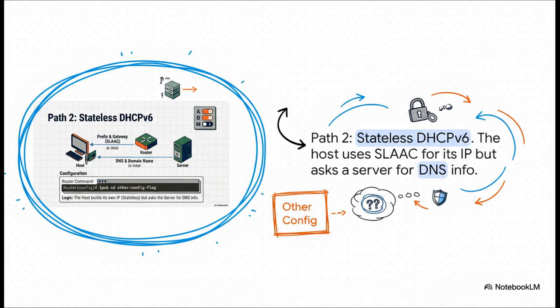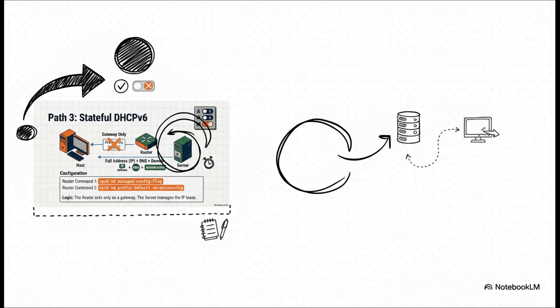And finally, path 3, stateful DHCPv6. This is the most controlled, most managed approach you can have. Here, the M, managed, flag is on, and the A flag is off. The router is telling the host in no uncertain terms, do not make up your own address. Your job is to go find the DHCPv6 server and request everything from it. Your full IP address, your DNS info, the whole shebang. The server then assigns an address from a pool it controls and keeps a stateful record of that lease, a lot like how DHCP works in the old IPv4 world.